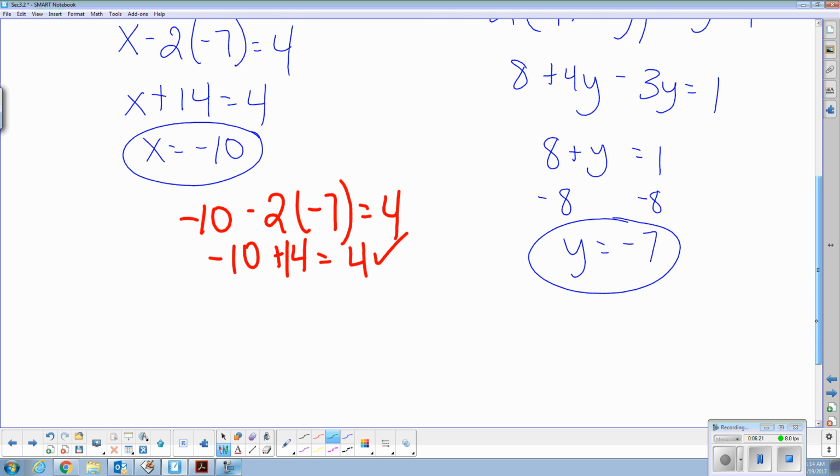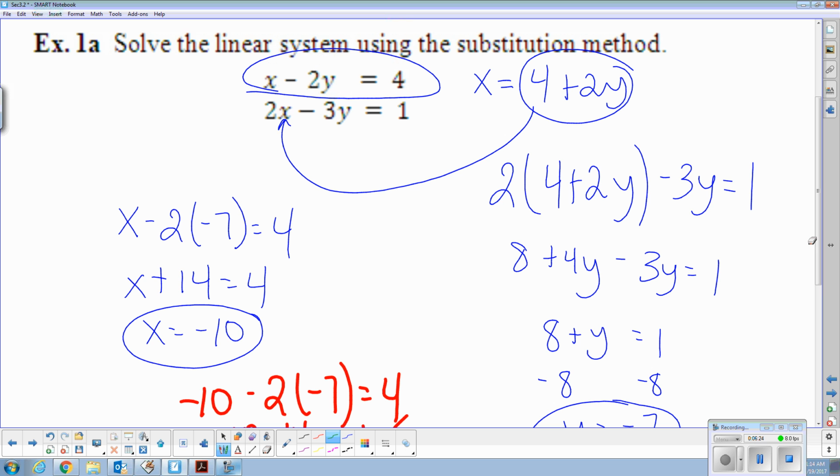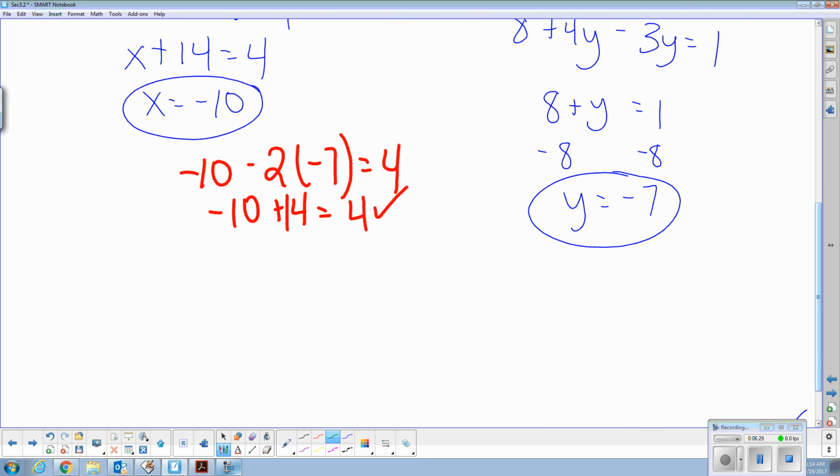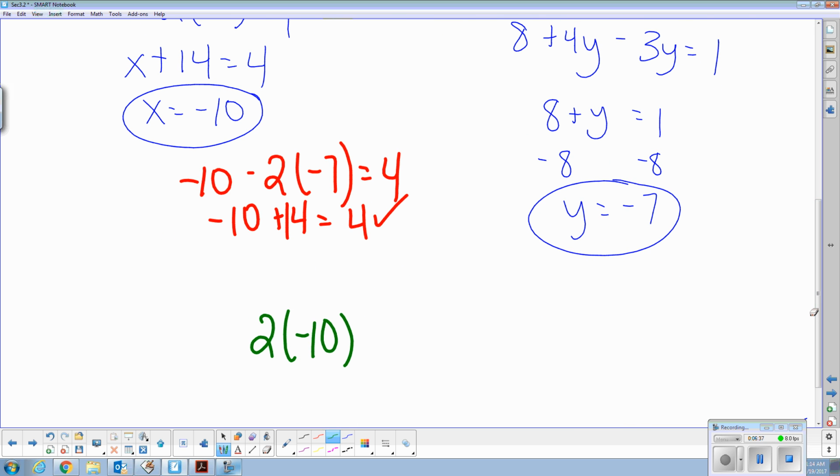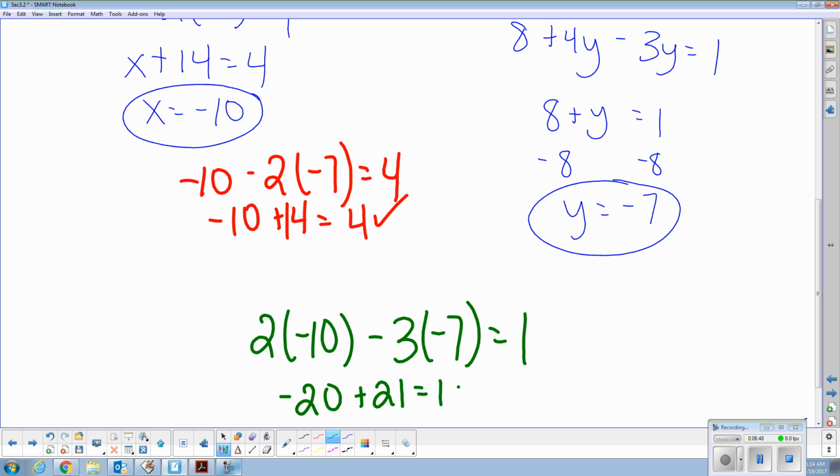And I'm going to do the same thing for the second equation. The second equation was 2x minus 3y equals 1. So 2 times -10 minus 3 times -7. Does that equal 1? -20 plus 21 equals 1. Yes, so my solution is actually a solution. You always want to go back and double check, just in case you made some computation error.